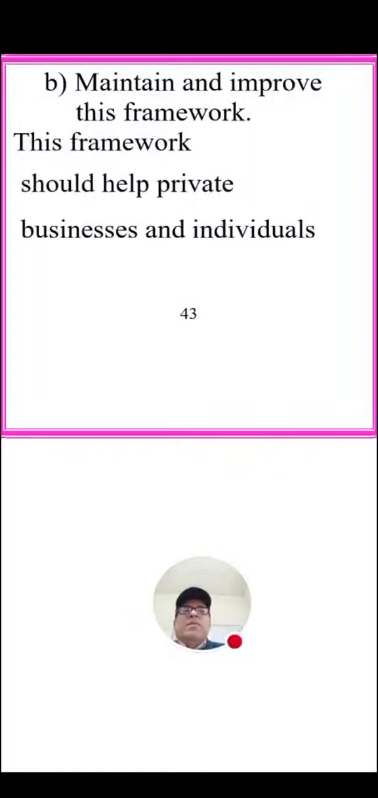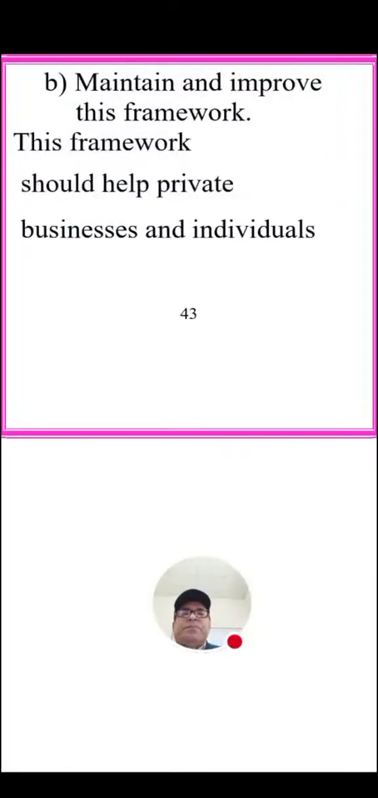In our modern globalized world, the government's role is, number one, to set up a supportive framework like clear rules, and number two, to maintain and improve this framework. This framework should help private businesses and individuals thrive through their own initiative. The word democratization was first used by Bryce in 1888.